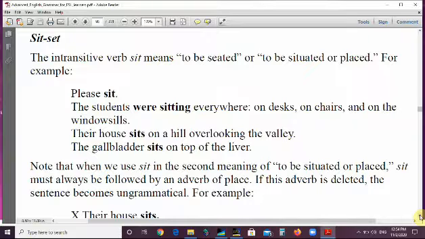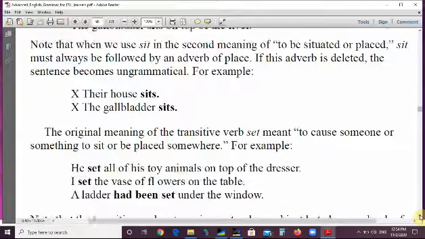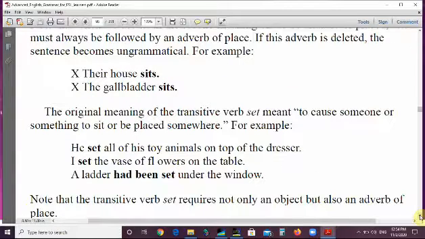Their house sits on a hill overlooking the valley. The gallbladder sits on top of the liver. Note that when we use sit in the second meaning, to be situated or placed, it must be followed by an adverb of place. If this adverb is deleted, the sentence becomes ungrammatical. For example, when we say their house sits, this is ungrammatical. Sits where? I need to say on top of the hill or something like that, on the plateau. The gallbladder sits where? On top of the liver.